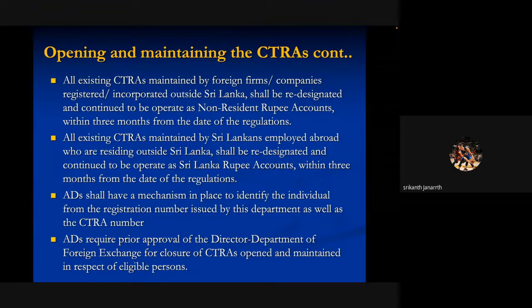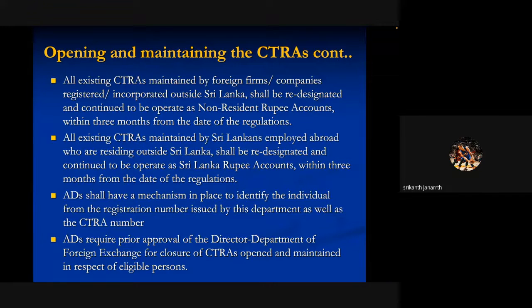So the central bank says, okay, year in after, CTRA can only be opened by this immigrant. All other accounts previously opened as a CTR for different categories, they said no, we need to change into different accounts. So that is the reason the central bank says you can see all CTRA maintained by foreign firms, companies registered or incorporated outside Sri Lanka shall be redesignated as non-resident Rupee accounts. All those accounts become non-resident Rupee accounts.